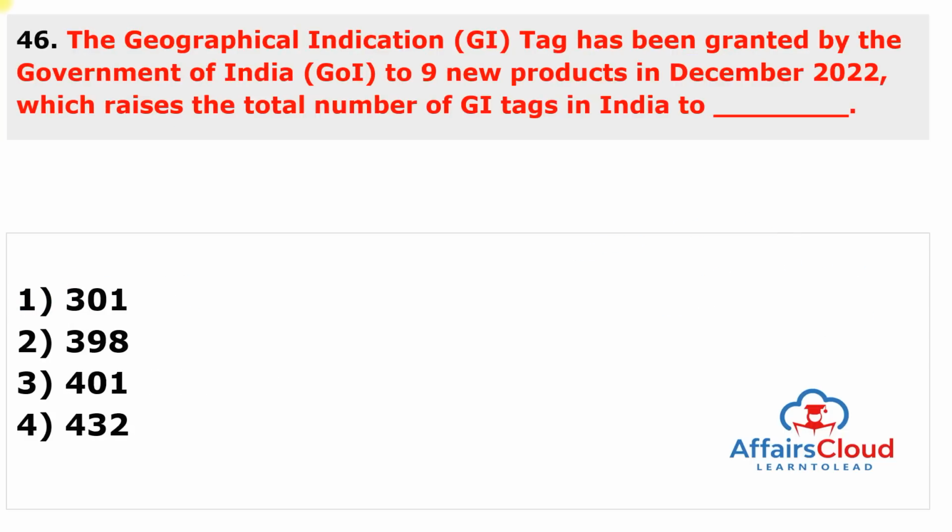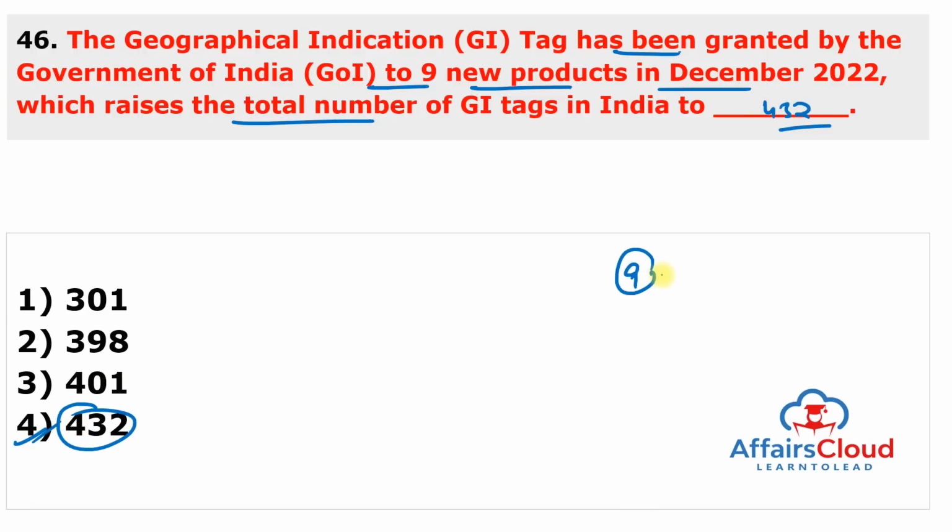Next question is, the Geographical Indication Tag has been granted by the Government of India to 9 new products in December 2022, which raises the total number of Geographical Indication Tags in India to 432. So the answer of this question is 4.